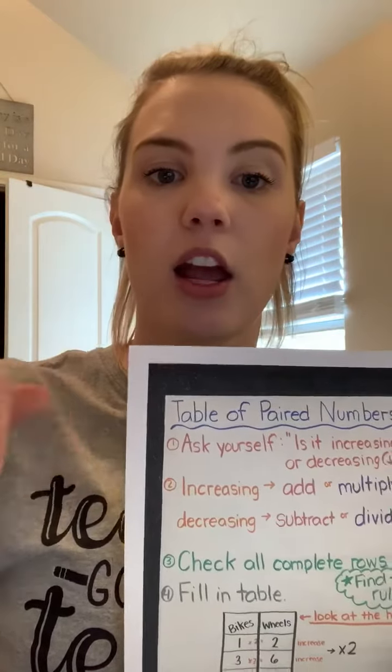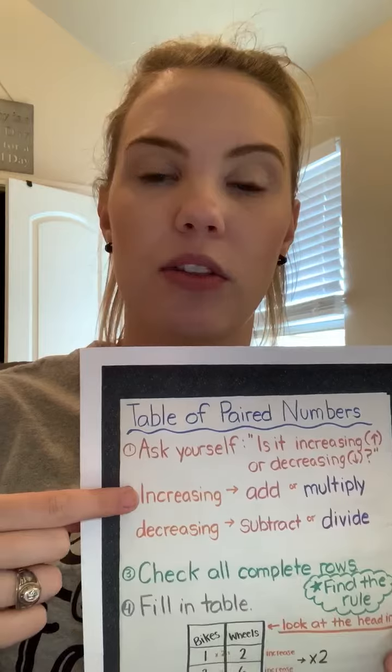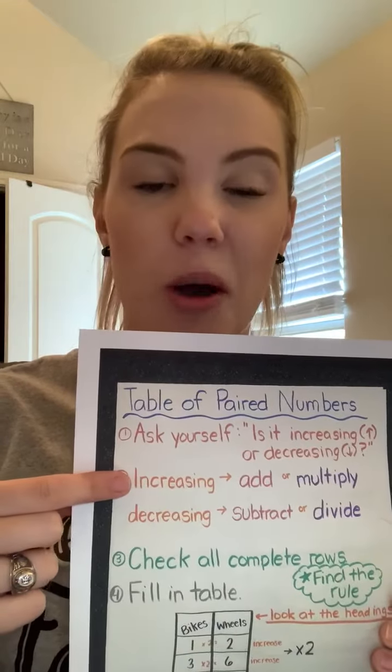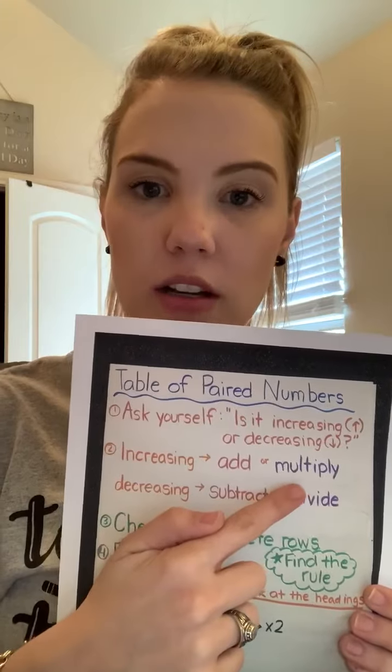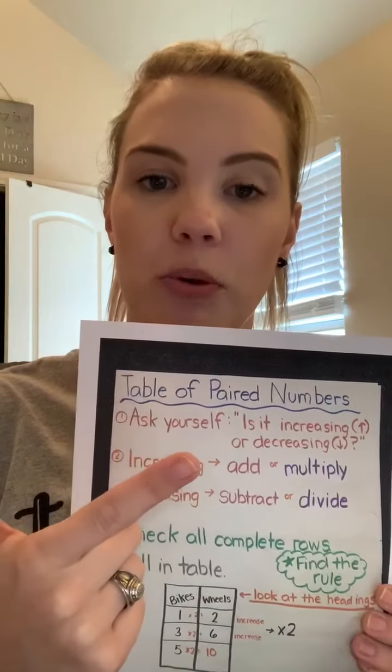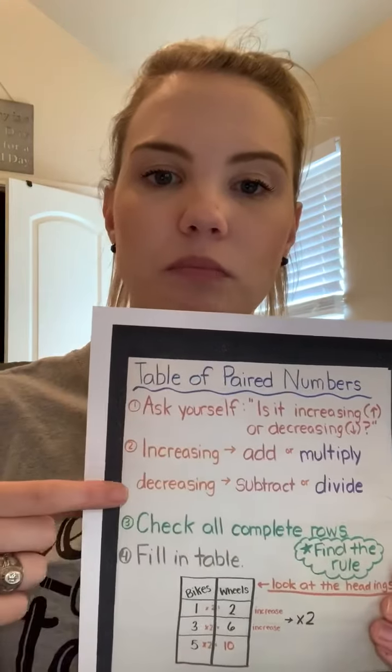You have to know what increasing means. Increasing means a number's getting bigger. You have to know what decreasing means. Decreasing means a number is getting smaller. Okay, you have to know the two steps that make numbers get bigger. So the two operations that make numbers get bigger are addition and multiplication. When you add, when you multiply, numbers always get bigger.